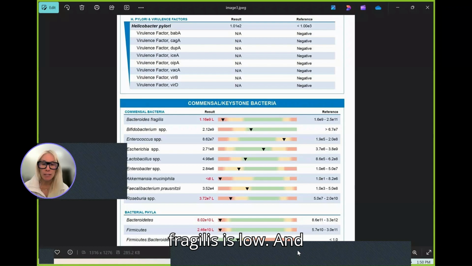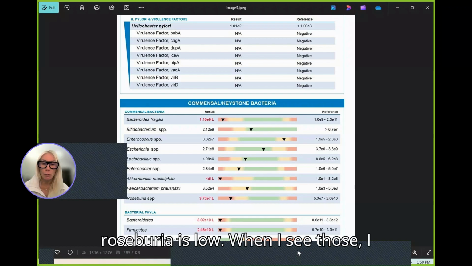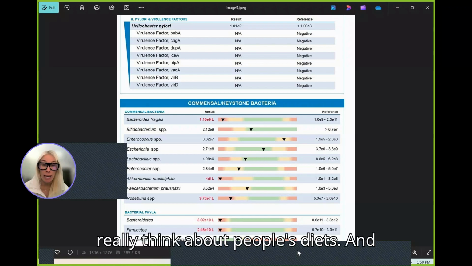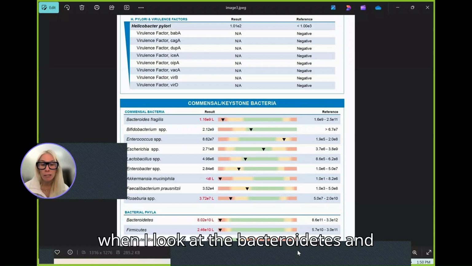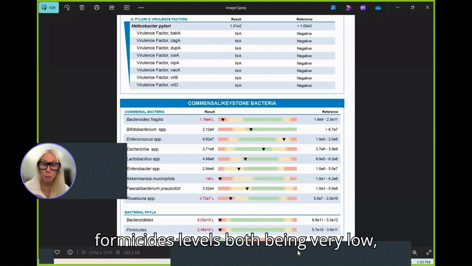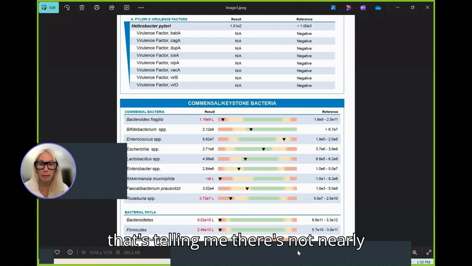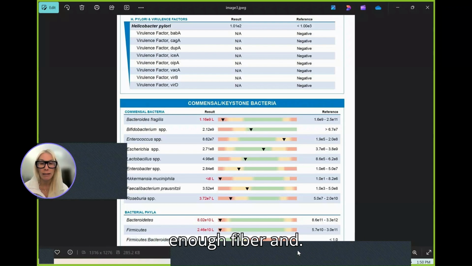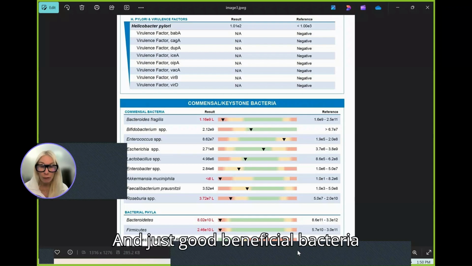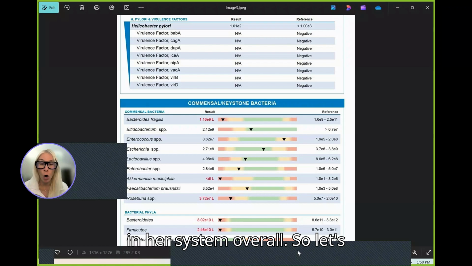Bacteroides fragilis is low and Roseburia is low. When I see those, I really think about people's diets. And when I look at the Bacteroides and Firmicutes levels both being very low, that's telling me there's not nearly enough fiber and just good beneficial bacteria in her system overall.